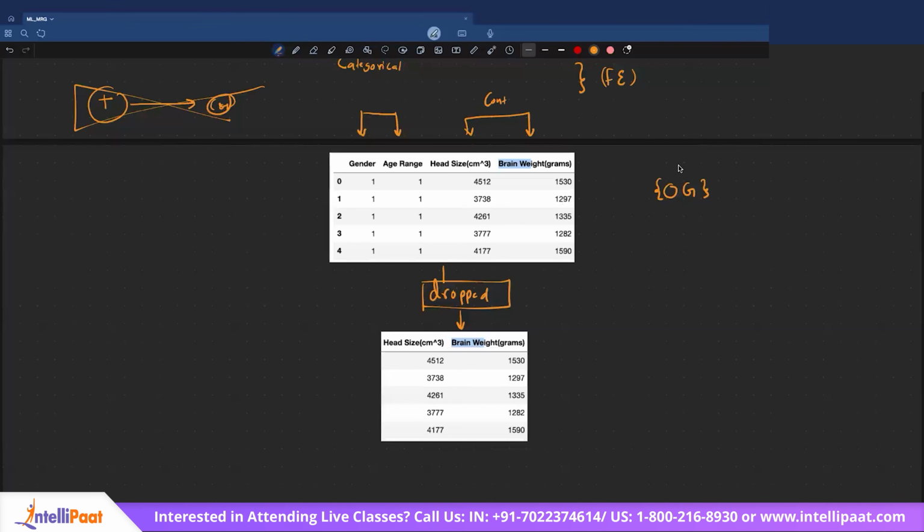Now, this was my original data, but this is my data now because I no longer need these two columns. I taught you the concept of feature engineering in machine learning. Just listen to me carefully and everything will make sense.